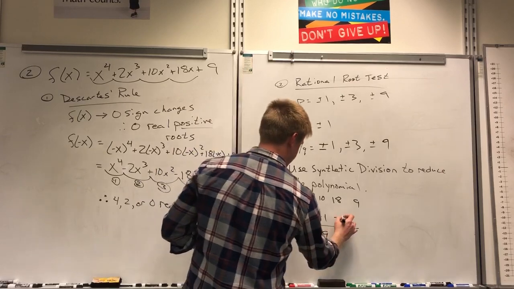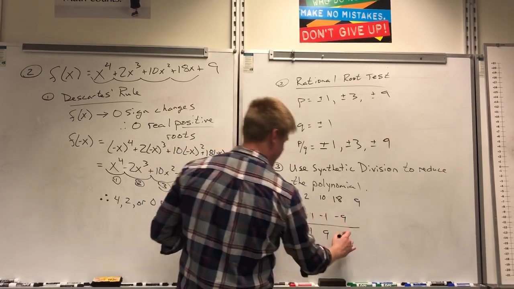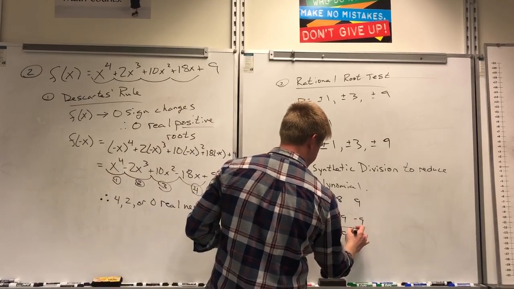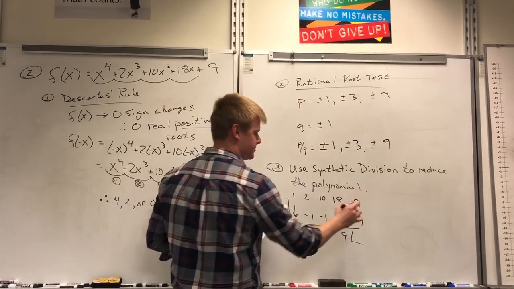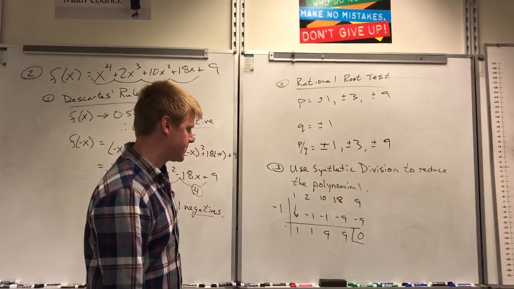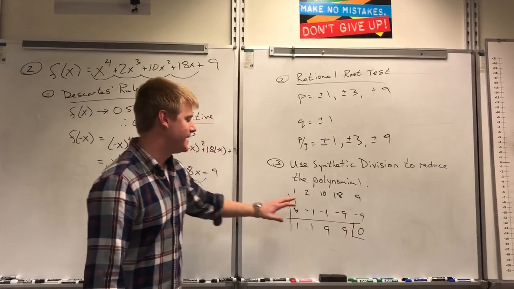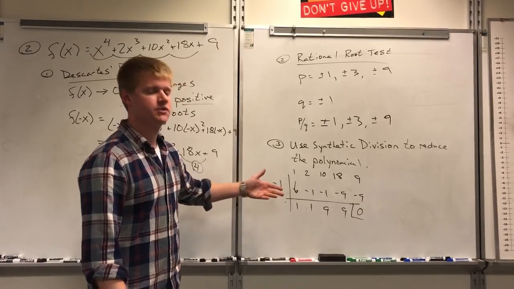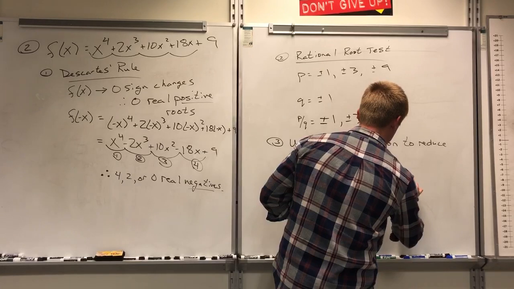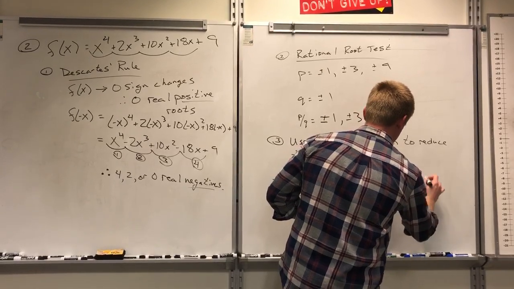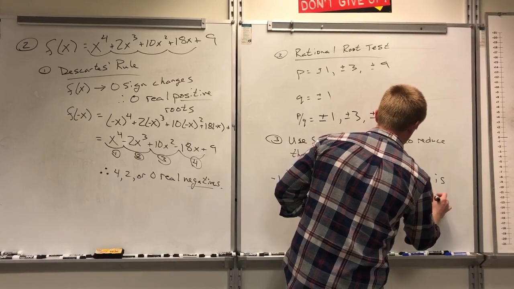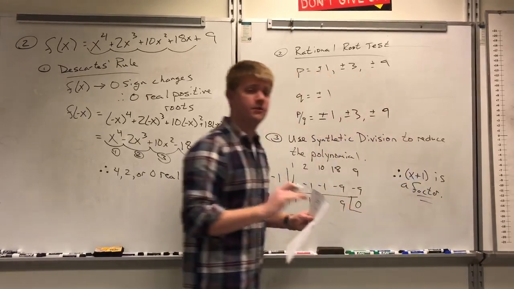-1 times 9 is -9. 18 minus 9 is 9. -1 times 9 is -9. So we do get what we anticipate. 9 minus 9 is 0. Remember, refresher from last section, remainder of 0 means that -1 is a solution. And also, remember, this makes x plus 1 a factor, which is very important because now I'm going to have to go farther.